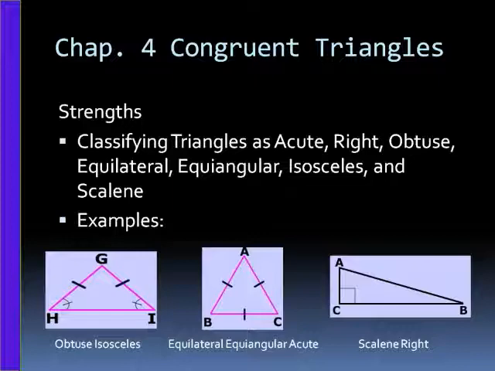On the far left you can see the obtuse isosceles triangle, which is labeled correctly. In the middle is equilateral, equiangular, and acute. And a fact about equilateral, equiangular is that you can't have one without the other, and that anything like that is always going to be acute. It's impossible to have any obtuse angles. And on the far right, I have a scalene right triangle.